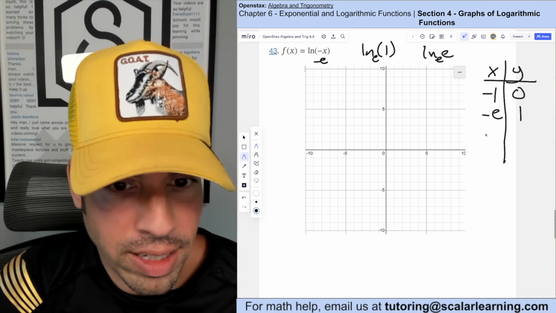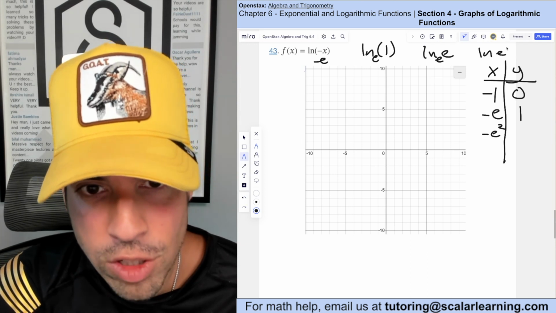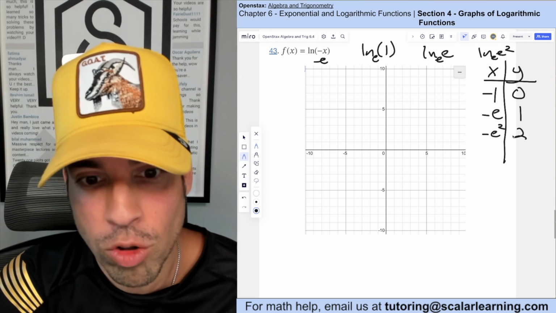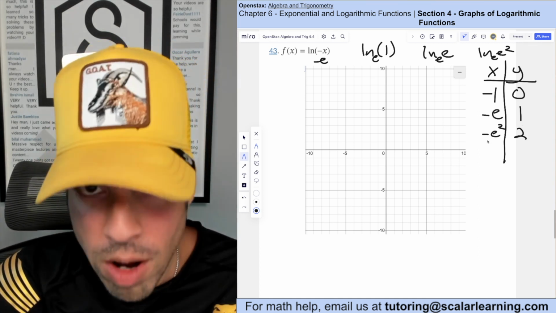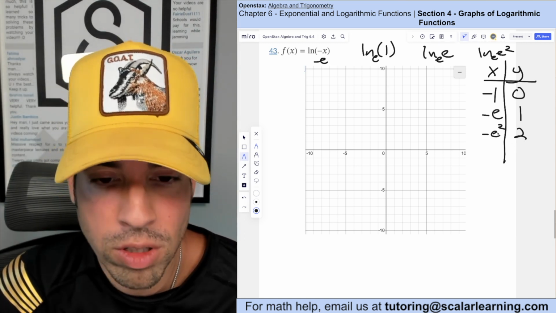If I plug in negative e squared, that's going to give me ln of e squared. And e to what power is e squared? That would be 2. So that gives me a third point. And what is e squared, by the way? It's 2.7 times 2.7 roughly. Okay, so that's approximately like 7.3. So this would be negative 7.3.